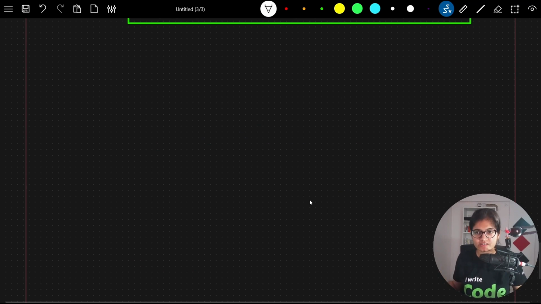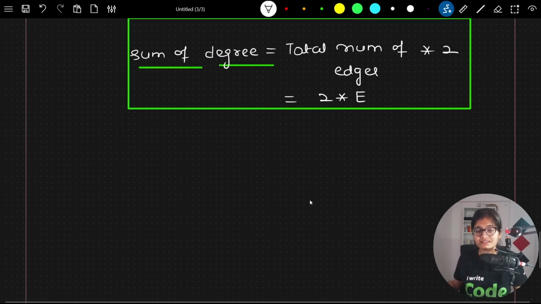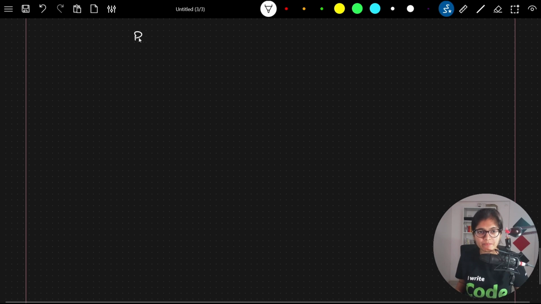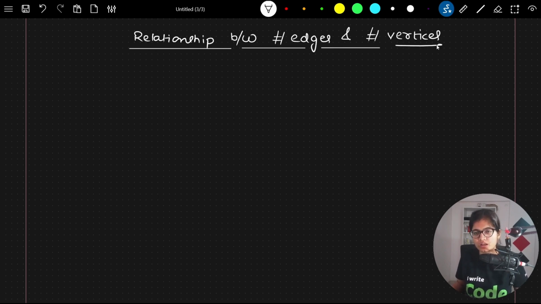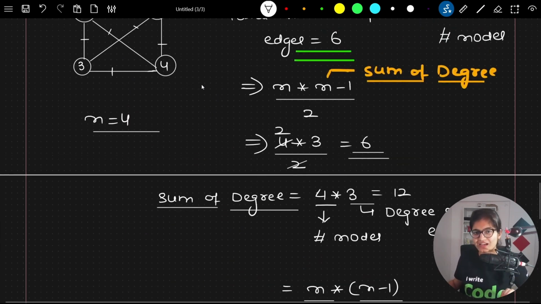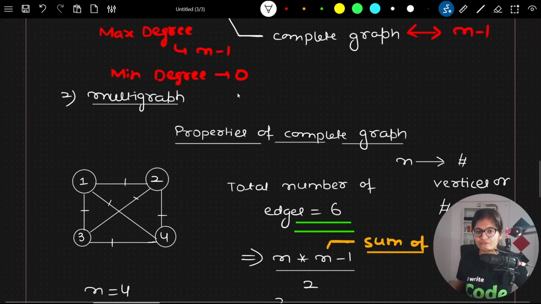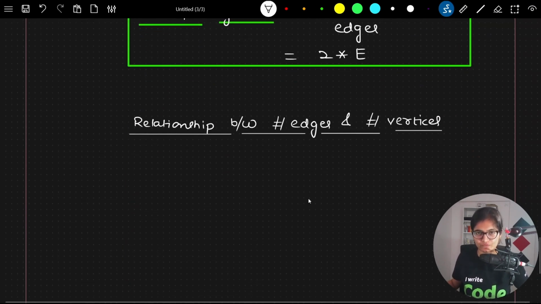Now I want to discuss the relationship between the number of edges that we have and the number of vertices that we have. Let's talk about the relationship between these two, right? Again, all the aspects which I am talking about here are only for the complete graph, because we will use a complete graph a lot. That's why we are having an in-depth discussion of that.